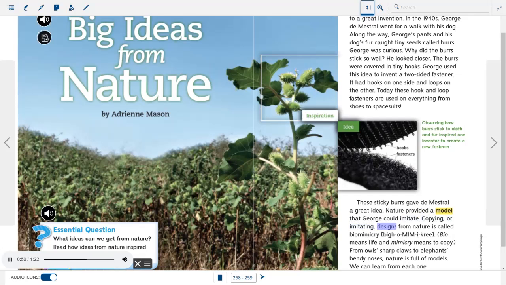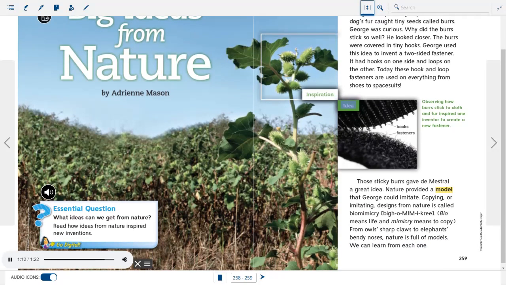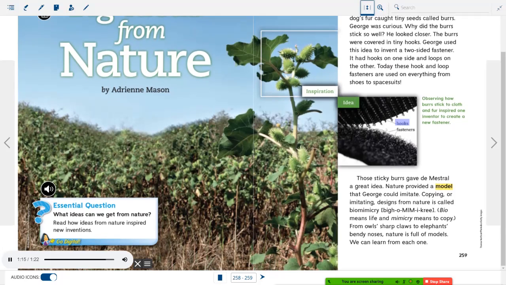Copying or imitating designs from nature is called biomimicry. Bio-mim-icry. Bio means life, and mimicry means to copy. From owls' sharp claws to elephants' bendy noses, nature is full of models. We can learn from each one. Inspiration, idea, hooks, fasteners. Observing how burrs stick to cloth and fur inspired one inventor to create a new fastener.